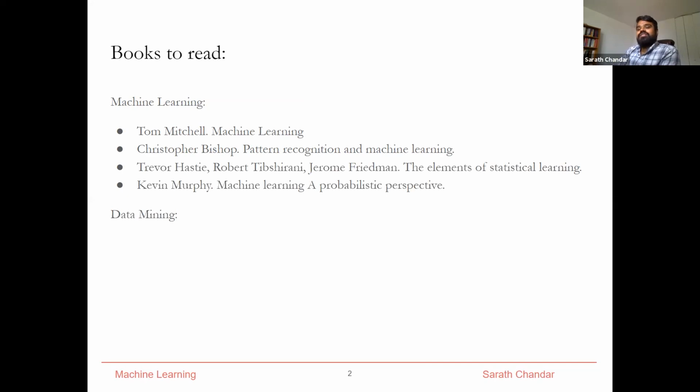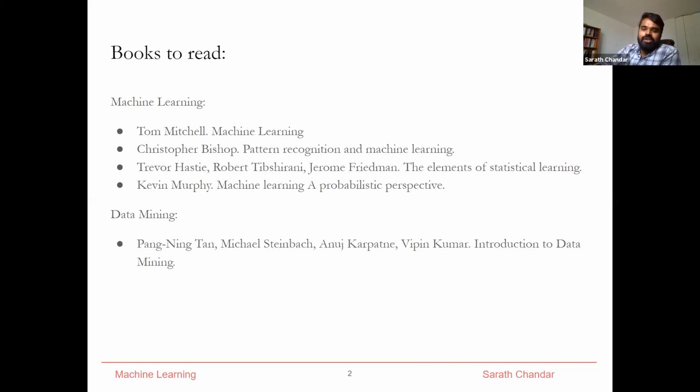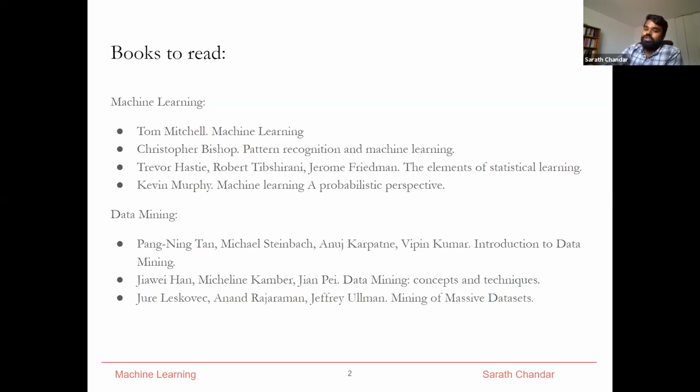And data mining, which is a very related field to machine learning, shares a lot of algorithms and ideas with machine learning. So these are the two most important data mining textbooks, which I would highly recommend. Also, there is Mining of Massive Datasets, which is very useful if you are interested in scaling up your machine learning or data mining algorithms to situations where you cannot train them with a single machine and so on.